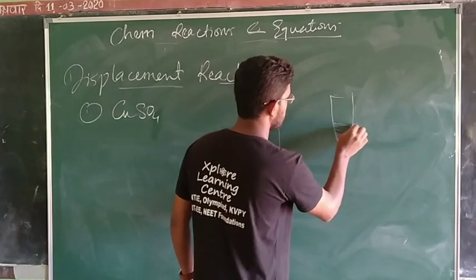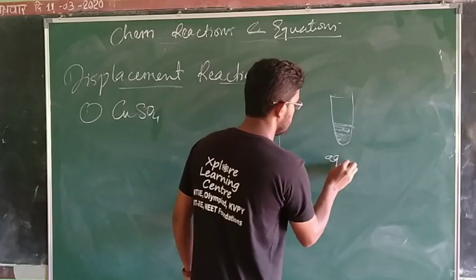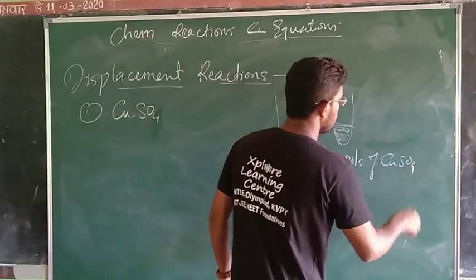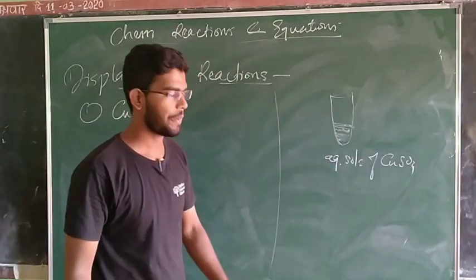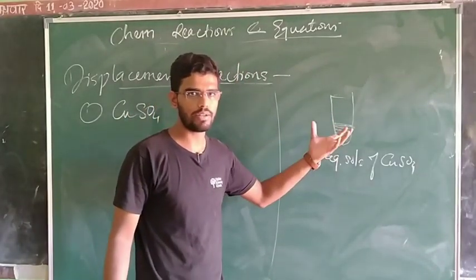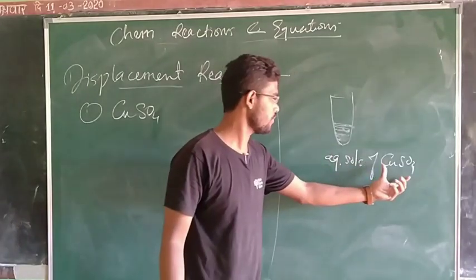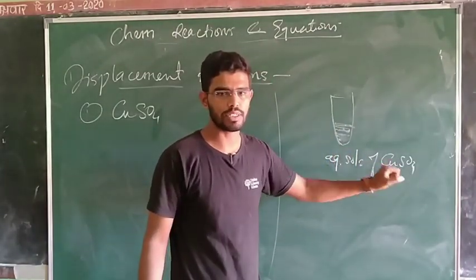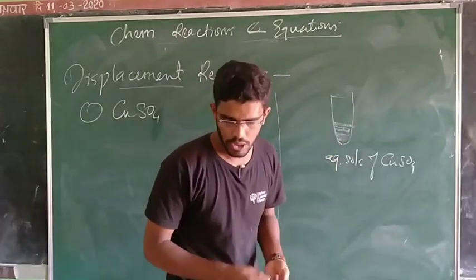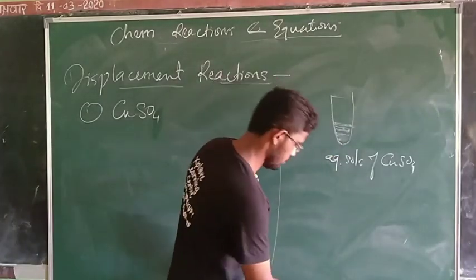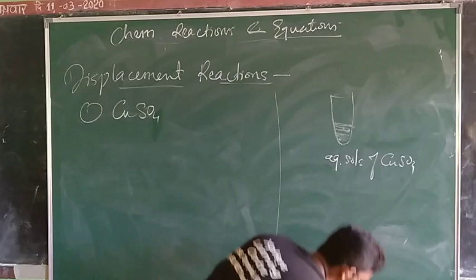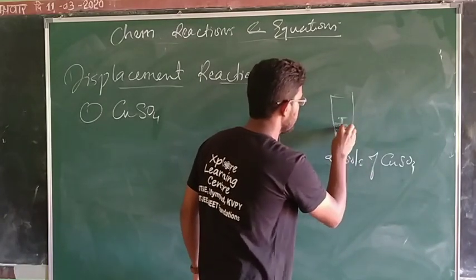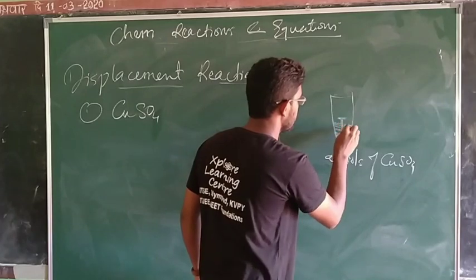We have got an aqueous solution of copper sulfate. What is aqueous solution? Aqua stands for water, and we have defined it: a solution of copper sulfate in water is an aqueous solution of copper sulfate. Into this, we need to take an iron nail. We need to dip an iron nail into it.